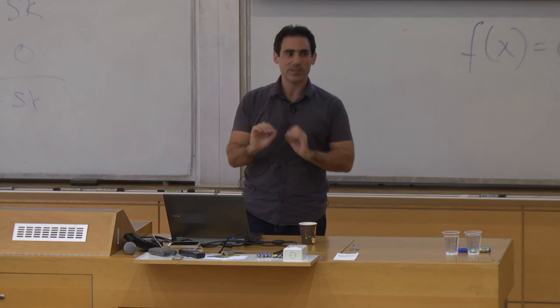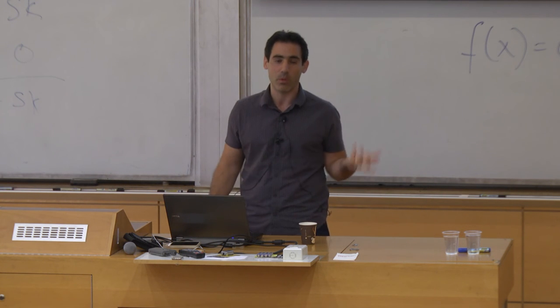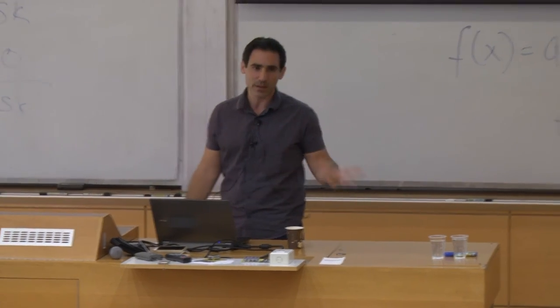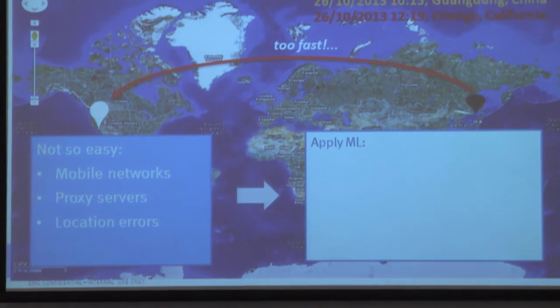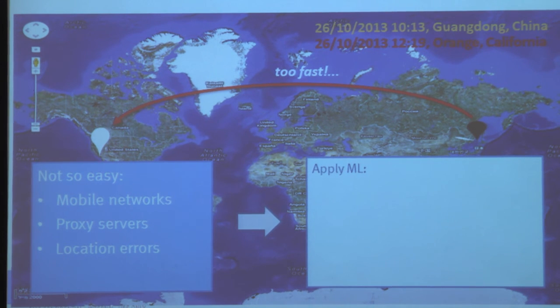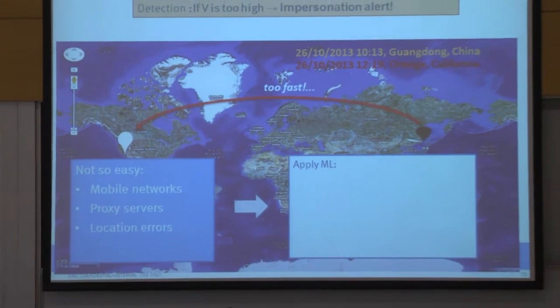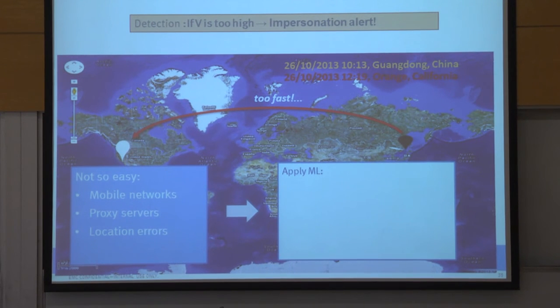So each of these problems can be handled directly. We can detect if you're coming from a mobile network and then not necessarily issue an alert. And we can detect if you're coming from a proxy. And we can do something with the location errors. That's more difficult. But we hate tailoring models to specific stuff. Specifically, we can just list a table of all the mobile networks. But there are thousands of them, and it takes a lot of time to maintain this list, this white list. So that's not actually the right way to work.